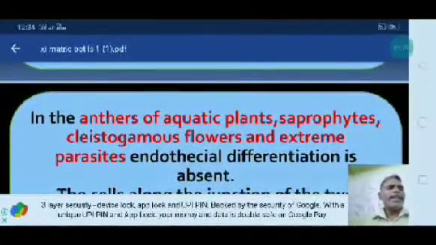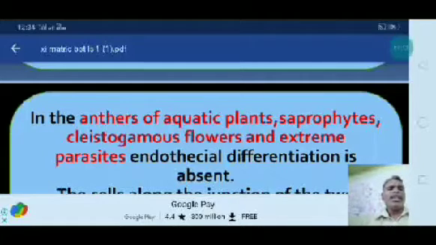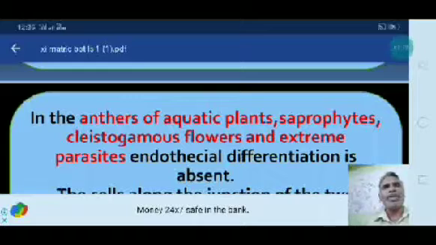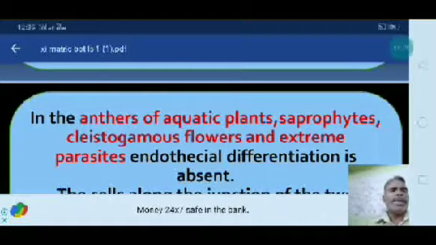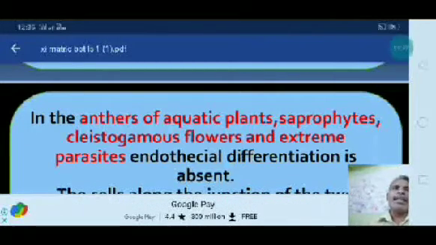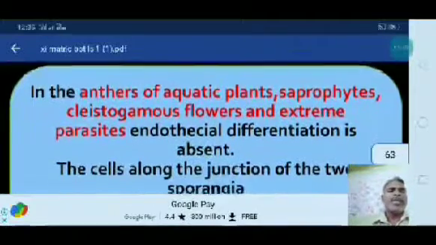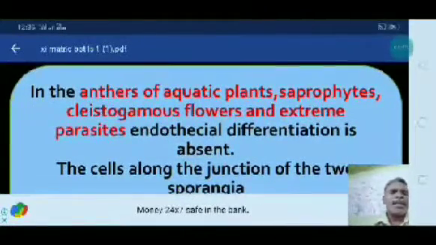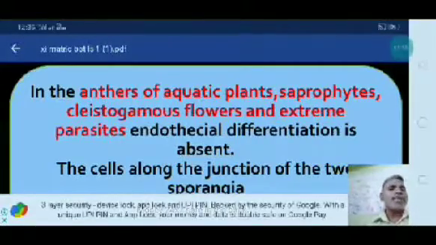In the anthers of aquatic plants, saprophytes, cleistogamous flowers and extreme parasites, endothecial differentiation is totally absent. Cleistogamous means closed flowers. Aquatic plants are water plants. Saprophytes depend on dead organisms for their food.